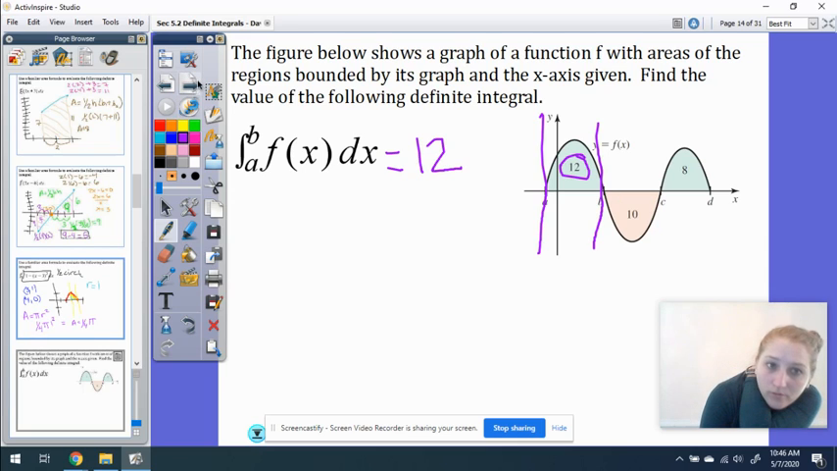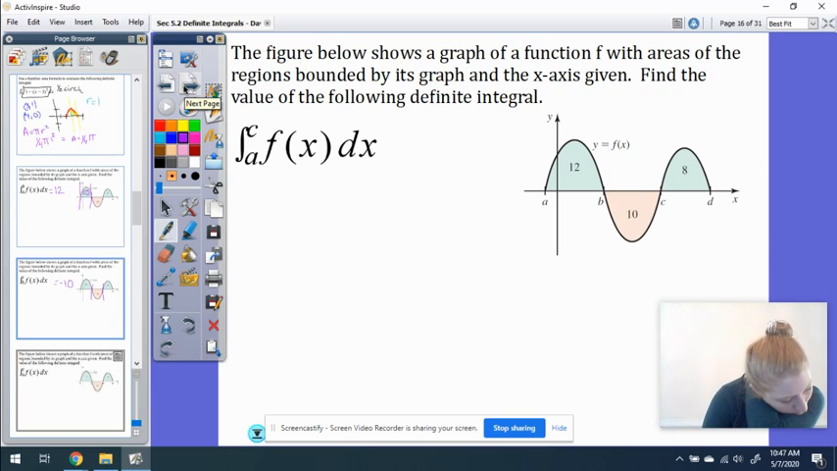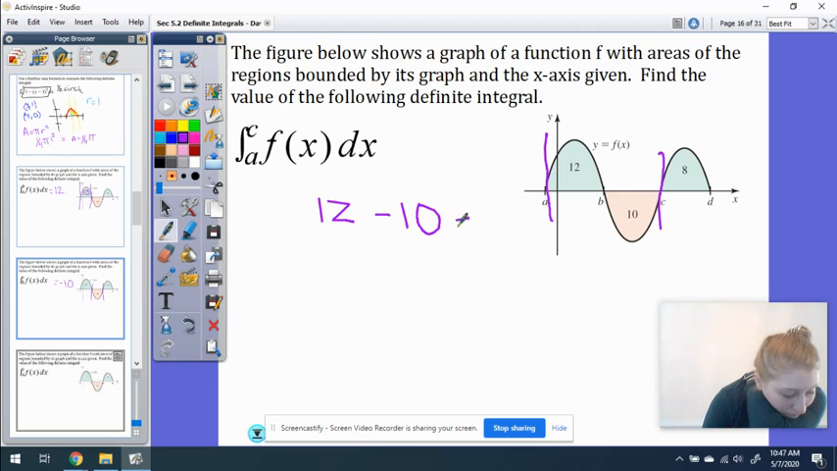All right. Next, we are going from B to C. All right, so that area is going to be -10. -10, why? Because it's below the x-axis. Okay, now A to C. So we have a +12, a -10. Gonna get 2.